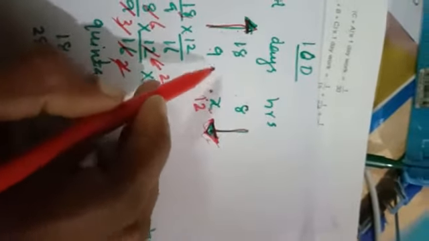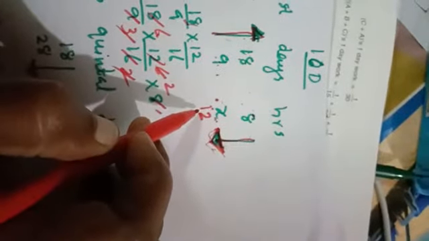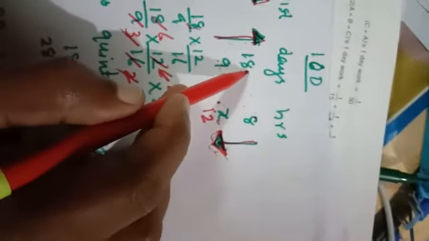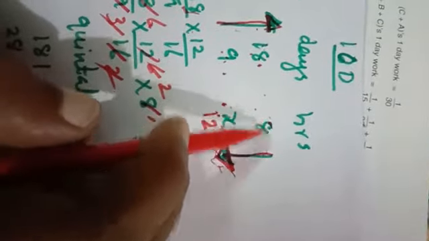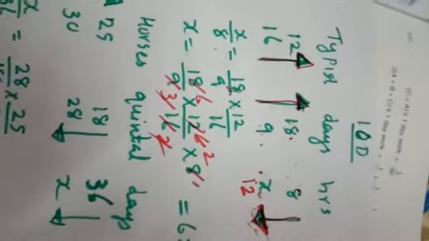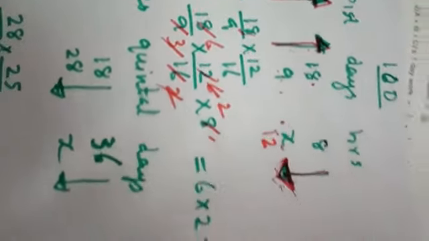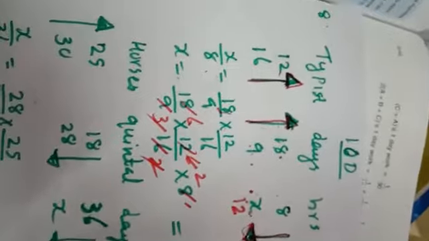They want to work 12 hours per day. See here, to complete in 9 days they have to work 12 hours, to complete within 18 days they have to work 8 hours. Here, 12 hours. So it is inverse variation. See, 12 hours per day. Clear? Next, the 9th question.